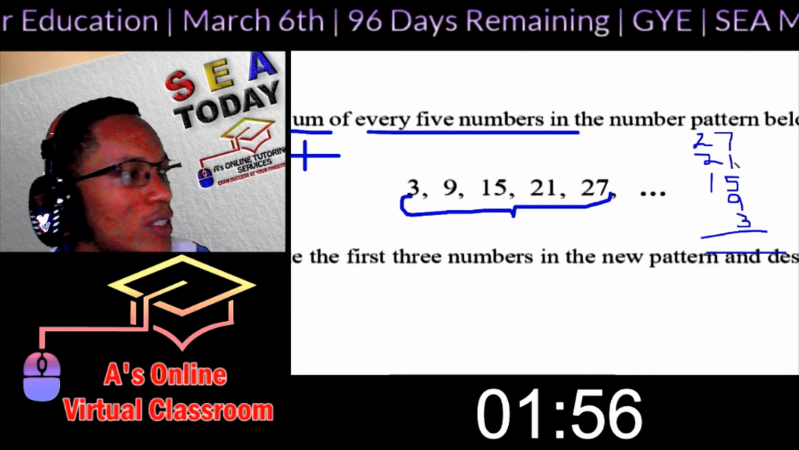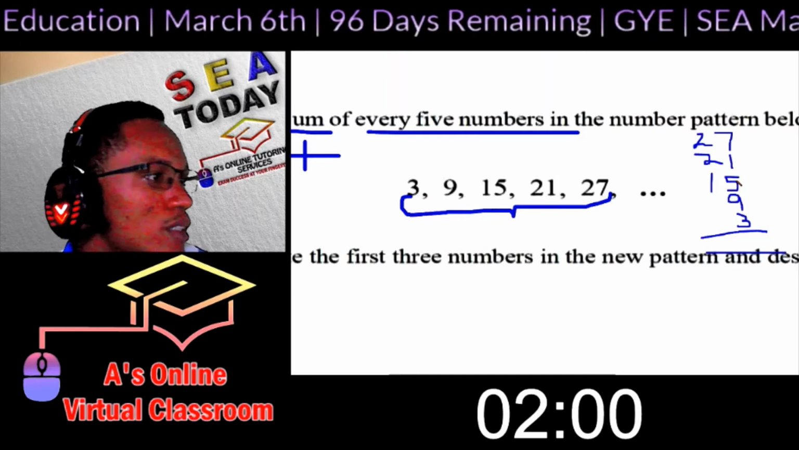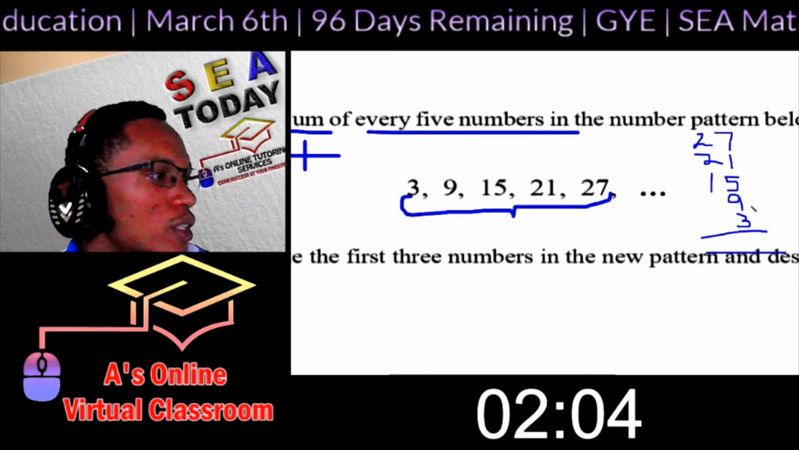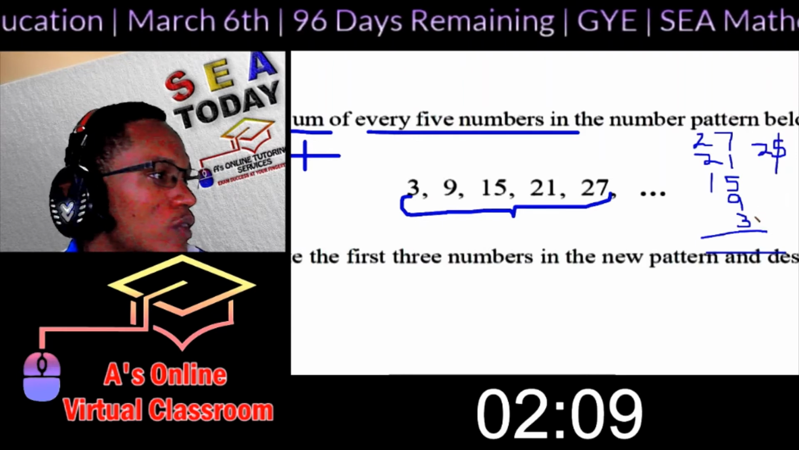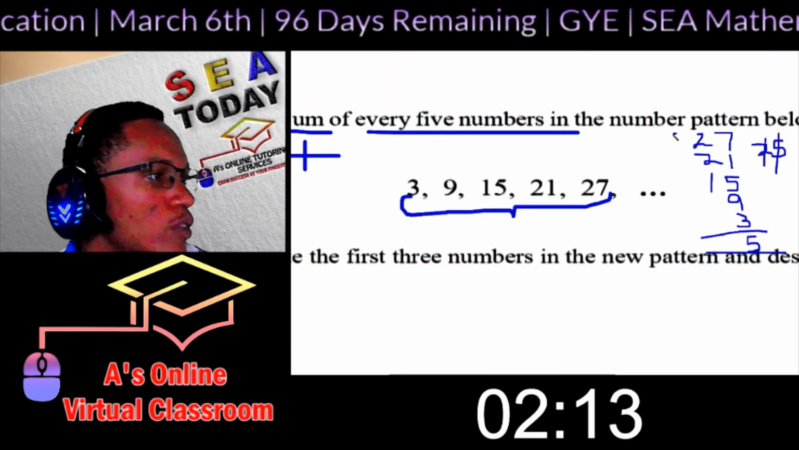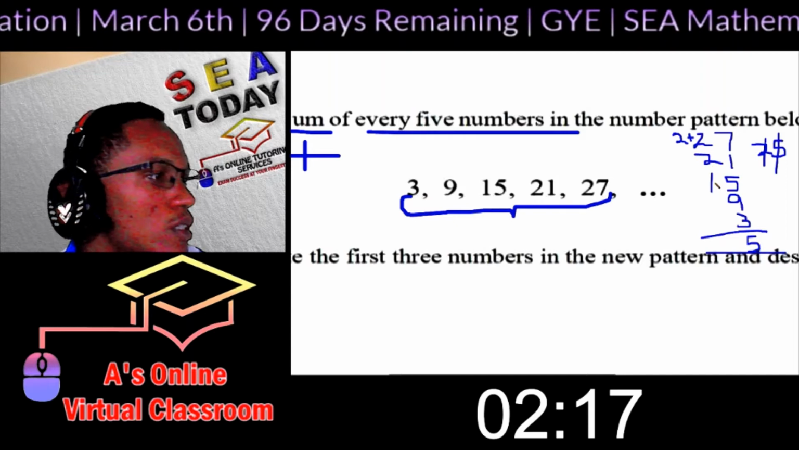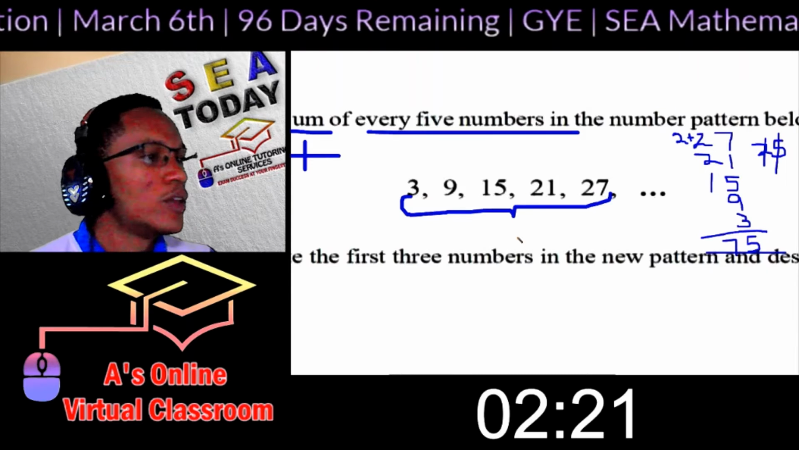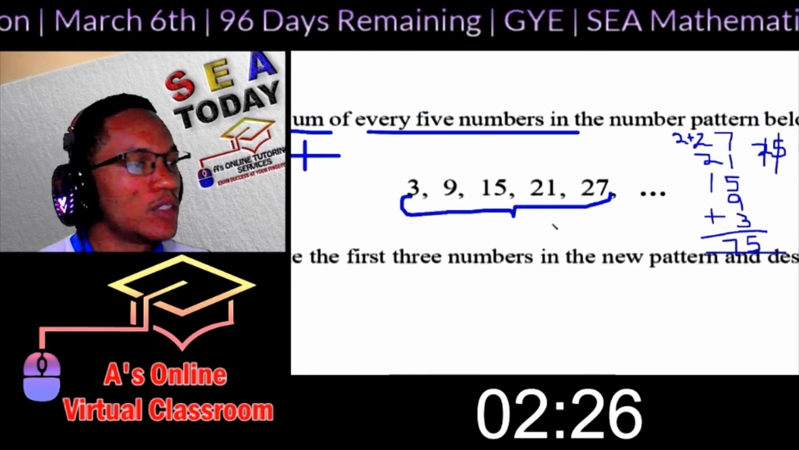7 plus 1 is 8. 8 plus 5 is 13. 13 plus 9 is 22. 22 plus 3 is 25. So the 5 will come right here, and then we bring the 2 over to the side. 2 plus 2 is 4. 4 plus 2 is 6. 6 plus 1 is 7. So this is the sum of the first 5 numbers, 75.